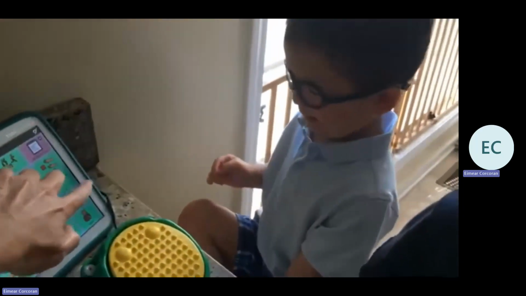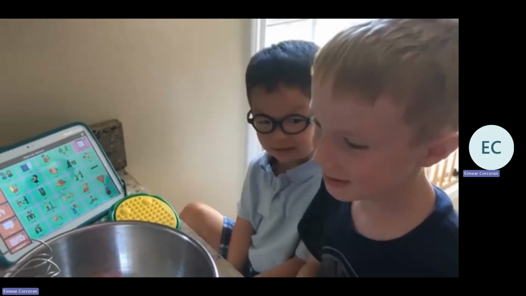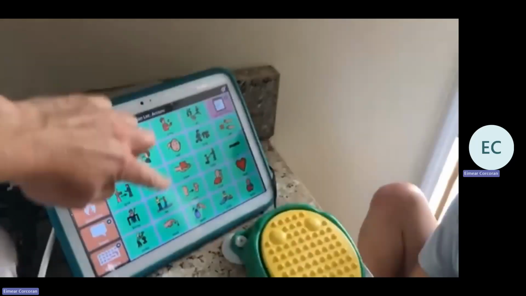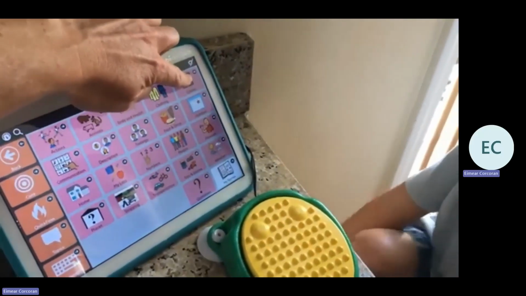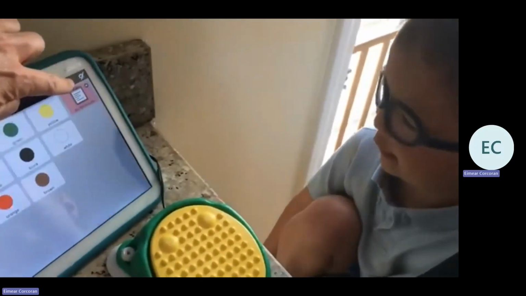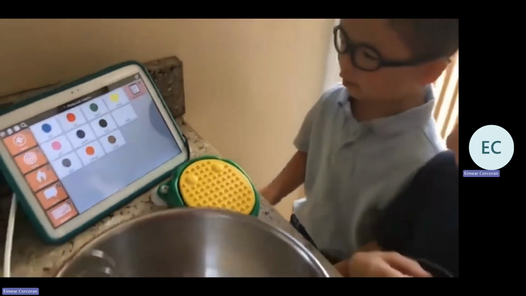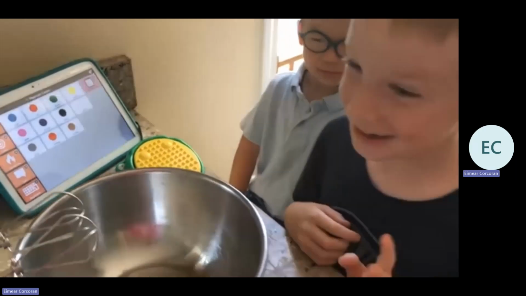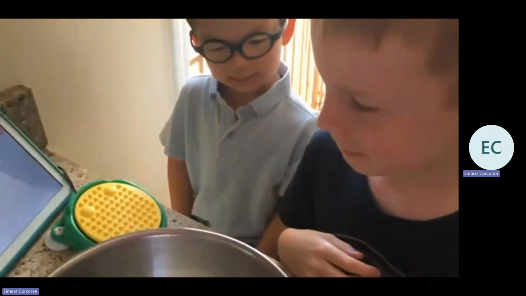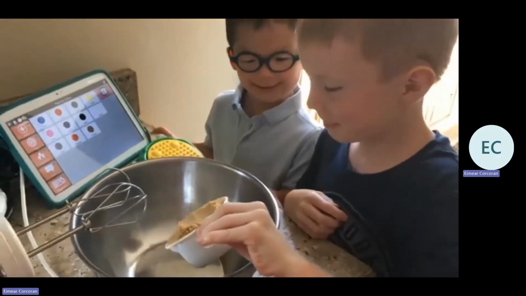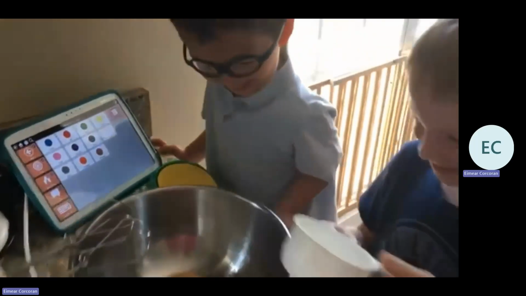Cookies. Do you love cookies? Mm-hmm. Russell, do you love cookies? Yeah. So let's go over here, because when we make our cookies, the first thing, look, we're going to go to colors, because we're going to put in some brown sugar. Who wants to put in the brown sugar? Me. You do? Okay, Russell's going to put in the brown sugar. Very good.